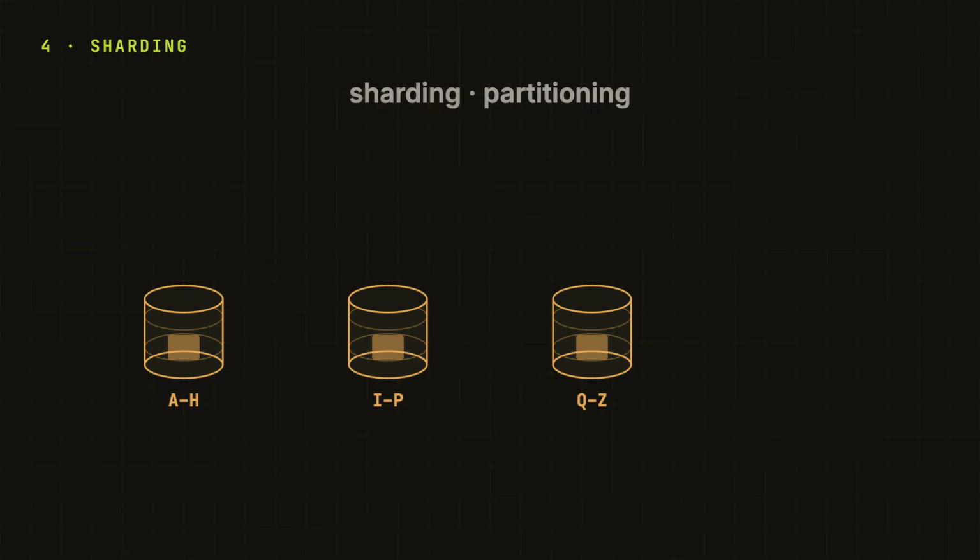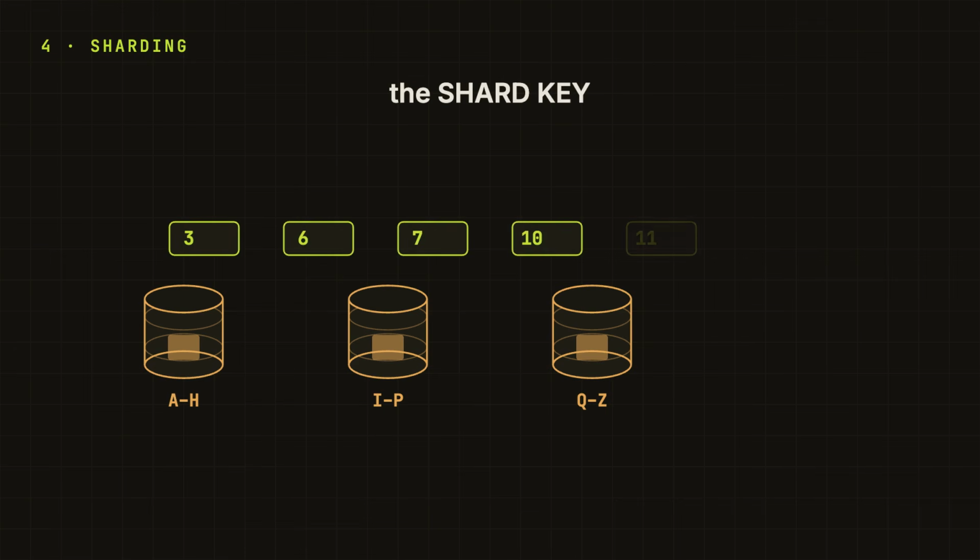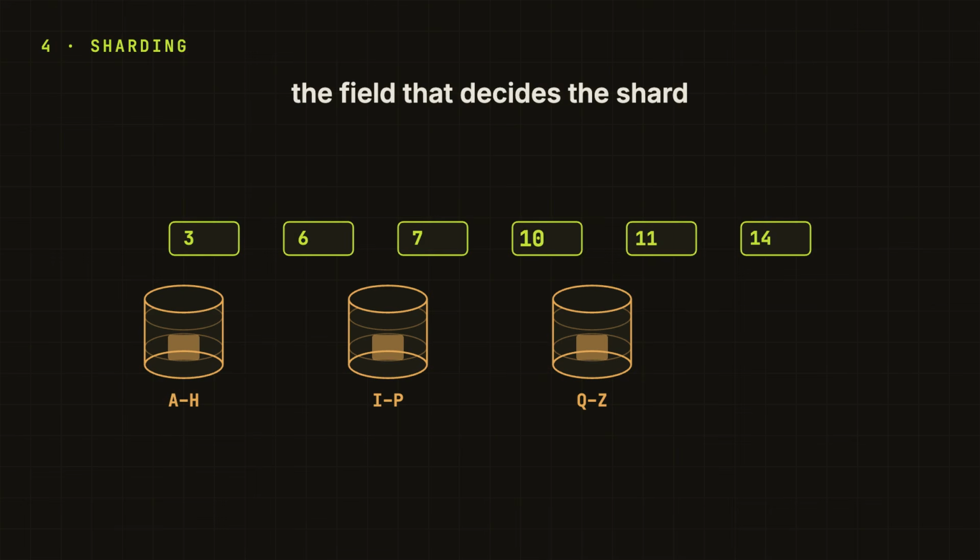The idea, you take your data and divide it across multiple databases called shards, where each shard holds a different subset of the rows. For example, users with names starting A to H on shard 1, I to P on shard 2, and so on. And the crucial decision is the shard key, the piece of the data you use to decide which shard a row goes to, like the user ID. A good shard key spreads the data evenly, a bad one piles everyone onto one shard.